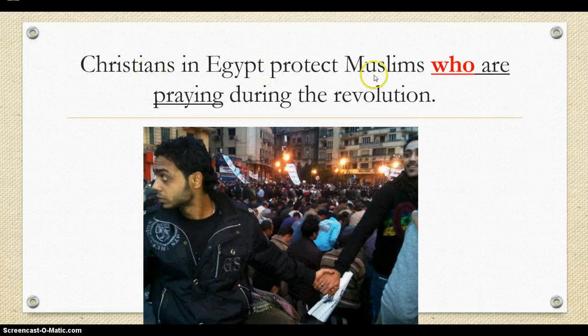Christians in Egypt protect Muslims who are praying during the revolution. This is what religion should be. Peace, right here. So Christians in Egypt protect Muslims who are praying. Who are praying is your relative clause. Who is your relative pronoun describing the antecedent Muslims.